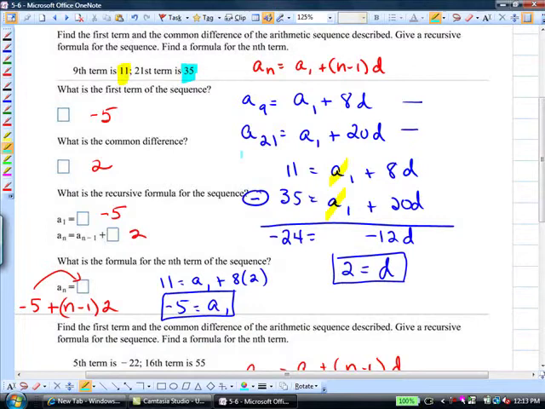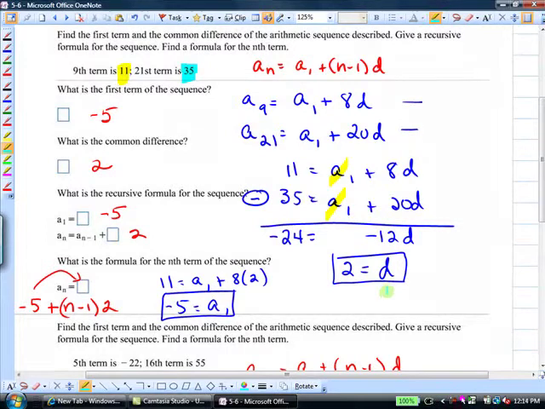We know how to solve systems of equations. You can either add, eliminate, you could graph, you could substitute. There's lots of ways to do systems of equations. In this one, I subtracted. If I subtract this whole equation, I get negative 24, those go away, equals negative 12d. So that lets me solve for the d. D is 2.